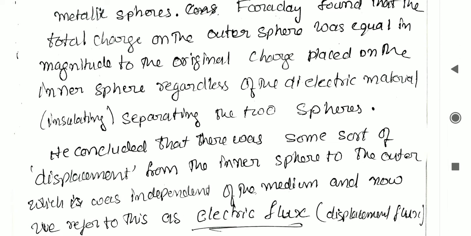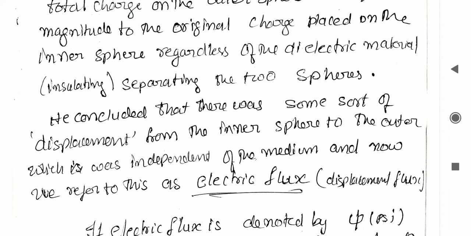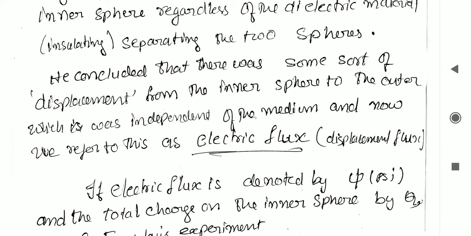He concluded that there is some sort of displacement. Some sort of displacement has occurred from the inner sphere to the outer sphere, even though there is an insulating material in between them, which was independent of the medium. We refer to that as electric flux or displacement flux. Because of this electric flux, an imaginary field, the charge present in the inner sphere appears on the outer sphere.